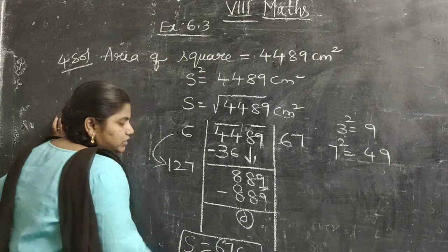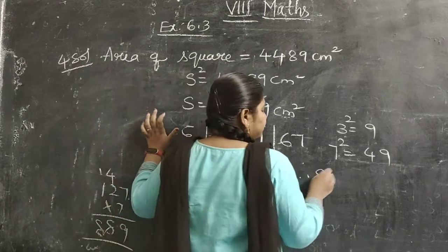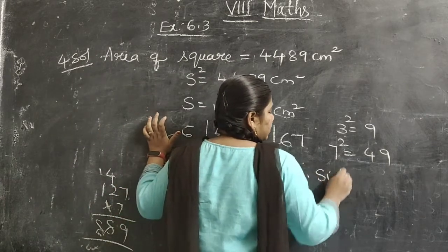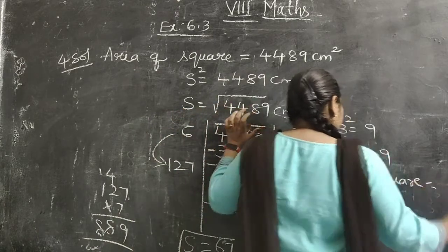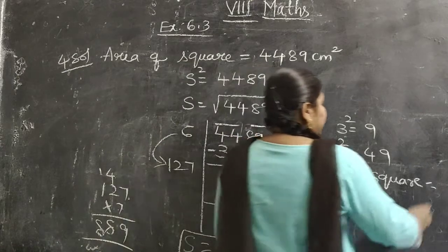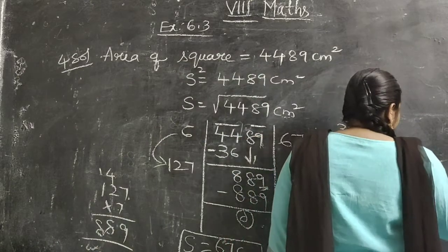So what is the side of the square here? Therefore, the side of the square is equal to how much you got? That is 67 centimeters.